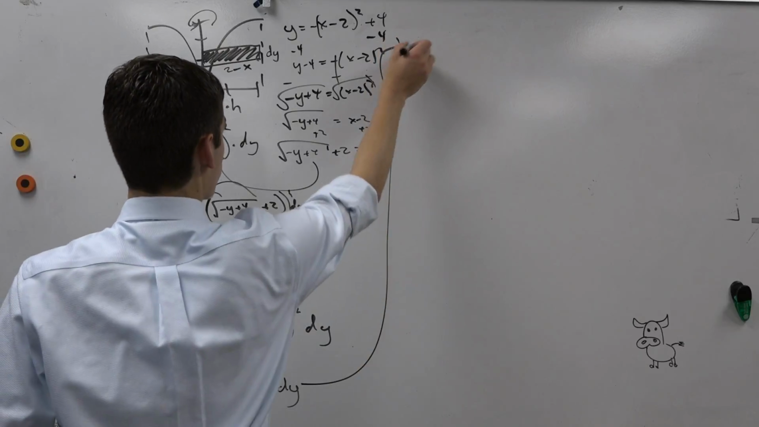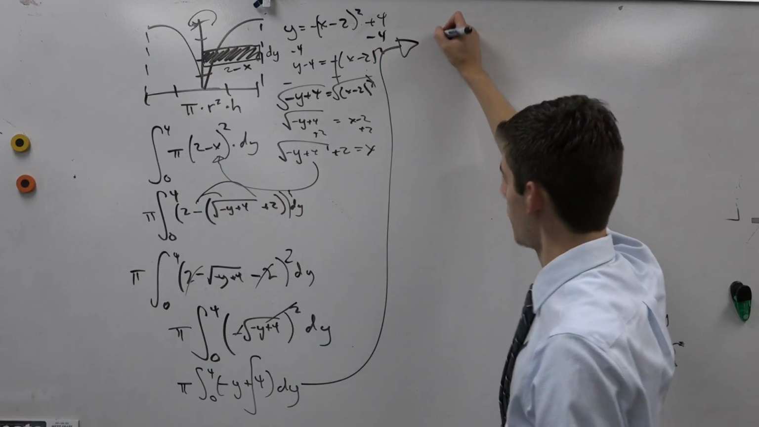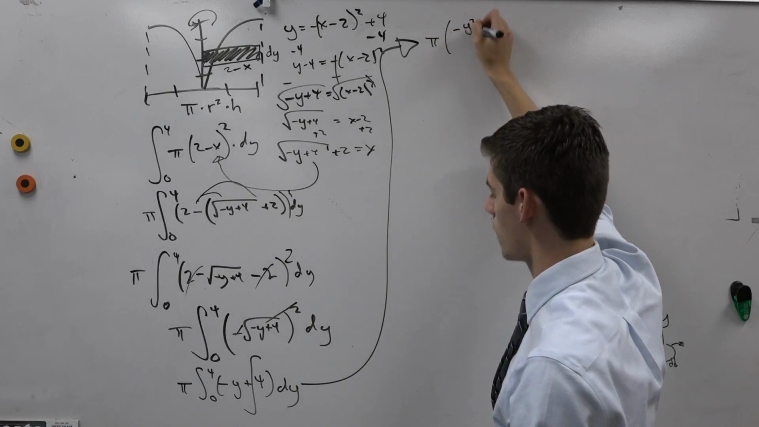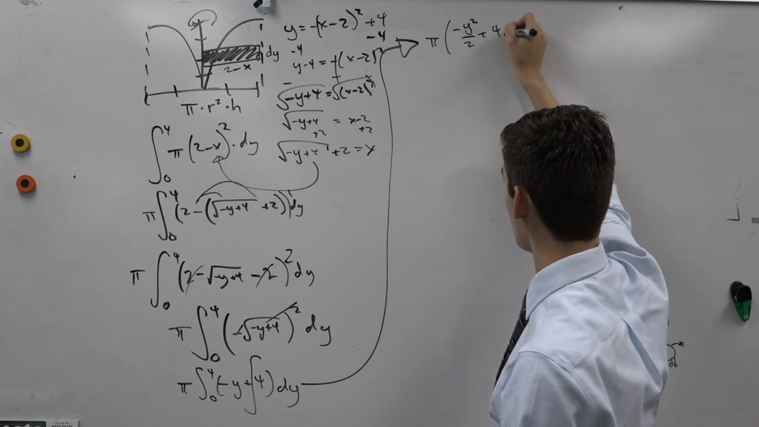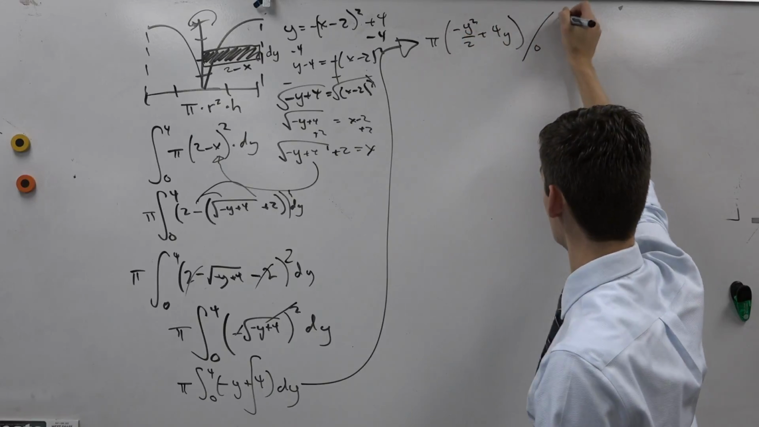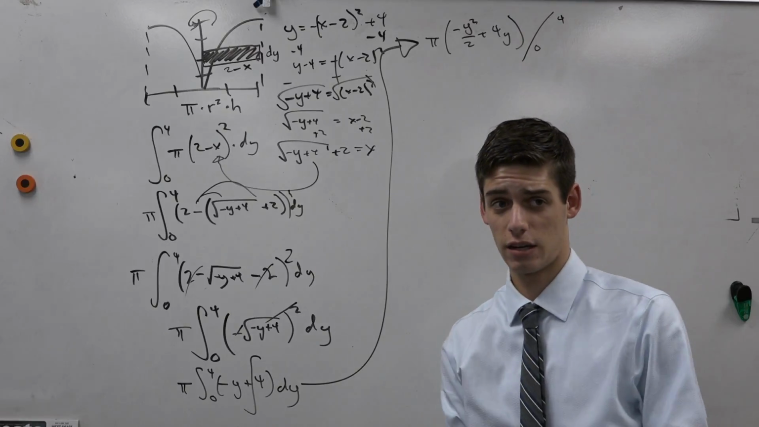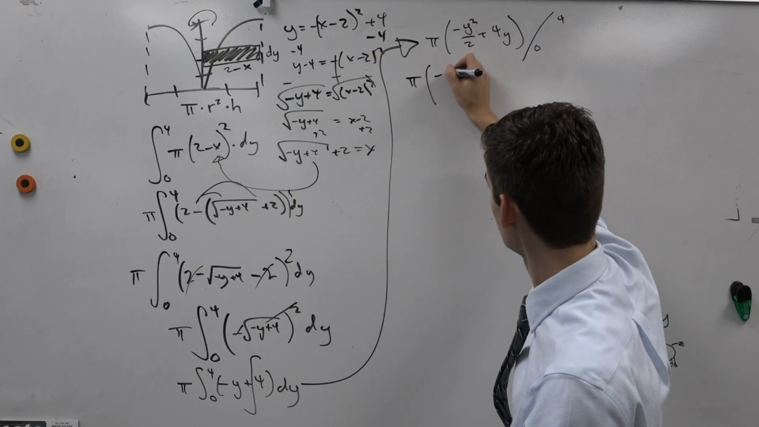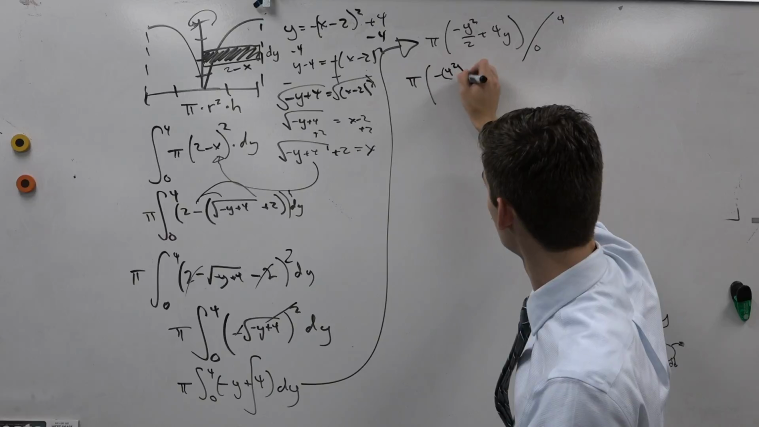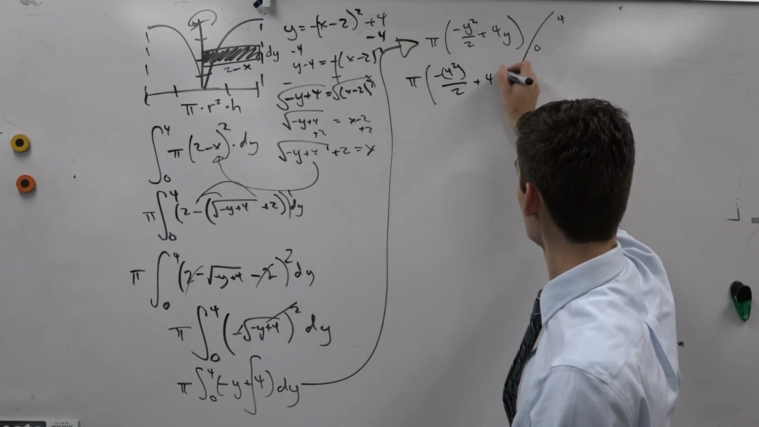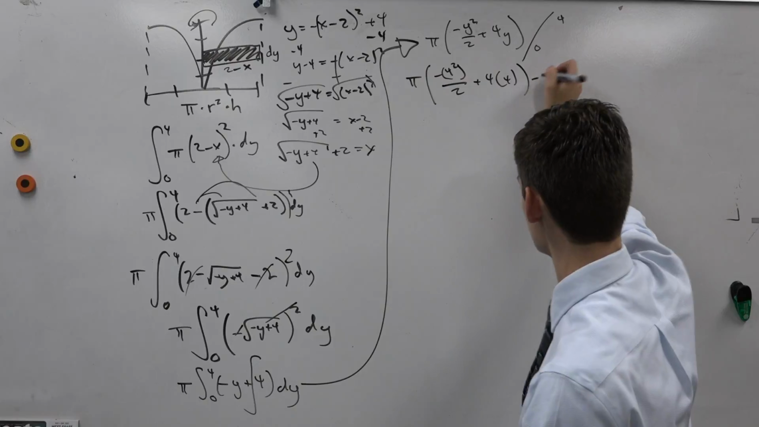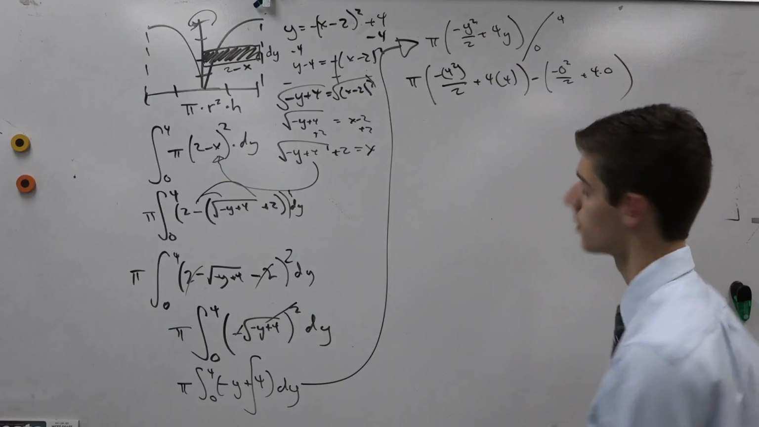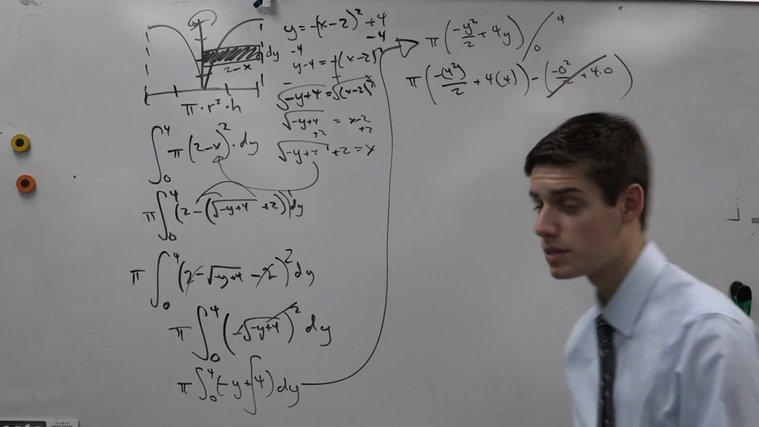And now this is so nice because we can just take the integral of each individual part. So we're going to continue this right over here. And we shall get pi times negative y squared over 2 plus 4y, from 0 to 4. Now it's just plug and chug and integral solving. So we're going to have pi times negative 4 squared over 2 plus 4 times 4. We're going to subtract that from negative 0 squared over 2 plus 4 times 0. Now all this is going to be 0.